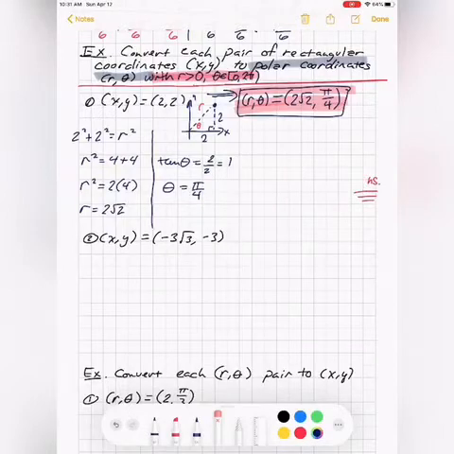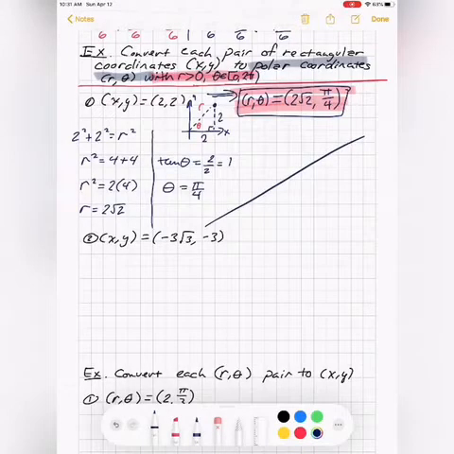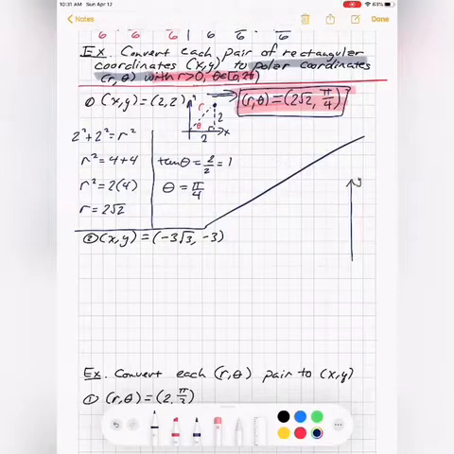Okay, let's see. Here's another one then. So I would say at least get a rough sketch. I at least want to know what quadrant I'm in. So this guy, let's see, looks like it's in, is it quadrant 3? So it doesn't need to be to scale, but let me see.